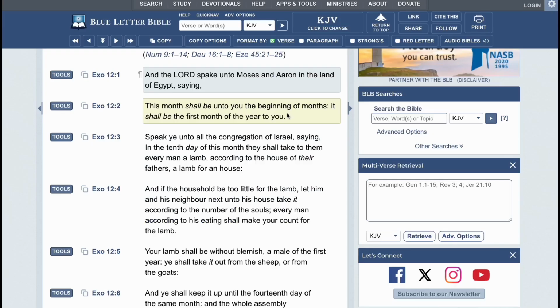So we learn from the Bible in the Exodus account, Exodus 12 verse 2, God says the following: "This month shall be unto you the beginning of months. It shall be the first month of the year to you." So here we see that God is creating essentially a new Hebrew calendar at this point in time. And we read in verse 3, "Speak ye unto all the congregation of Israel, saying, In the 10th day of this month," so that would be the 10th day of this first month, "they shall take to them every man a lamb, according to the house of their fathers, a lamb for an house."